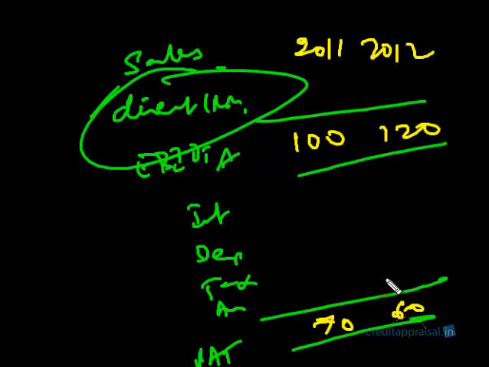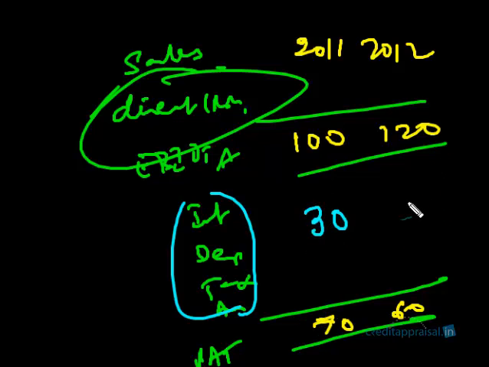When is this possible? This is possible only if the sum of these expenses, say for example, this is 30 and then you get 70. This must have been 60 and then 60. Got it? 100 minus 30 is 70, 120 minus 60 is 60.